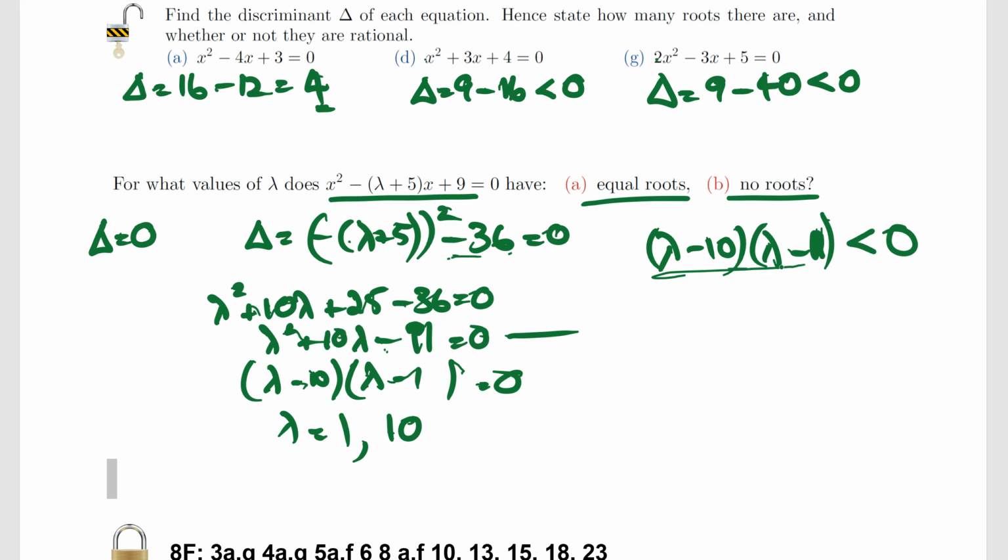Now I can look at this thing here in turn, which is a quadratic in terms of lambda, and it's concave up, and it's cutting at 1 and 10. So what are the lambda values which create the area where this parabola is less than 0? Then the lambda values between 1 and 10. So my solution is 1 less than lambda less than 10.